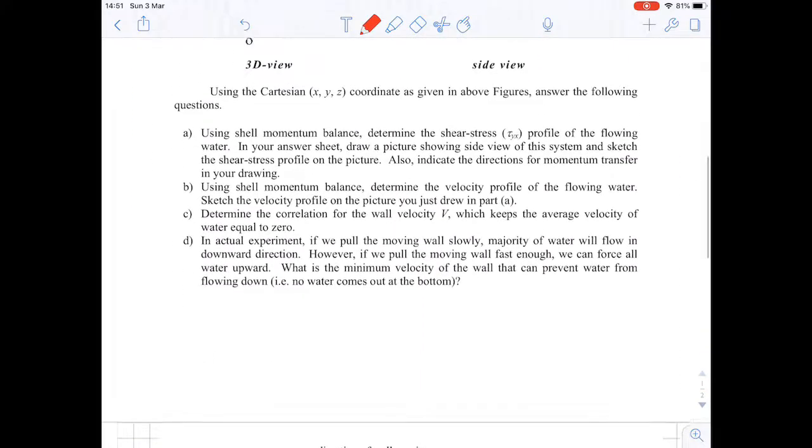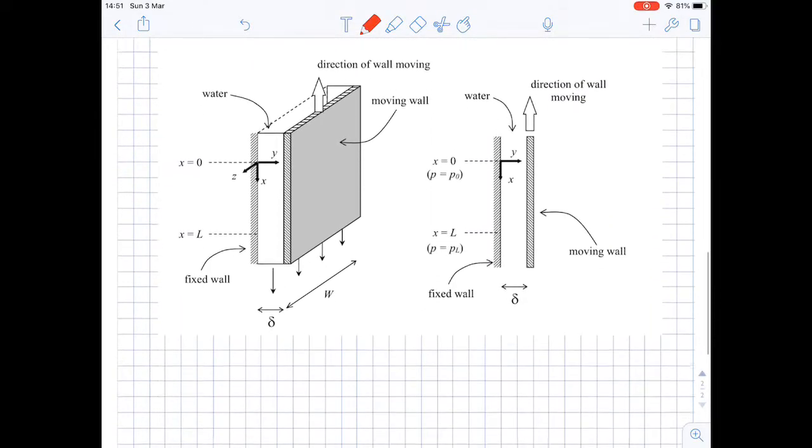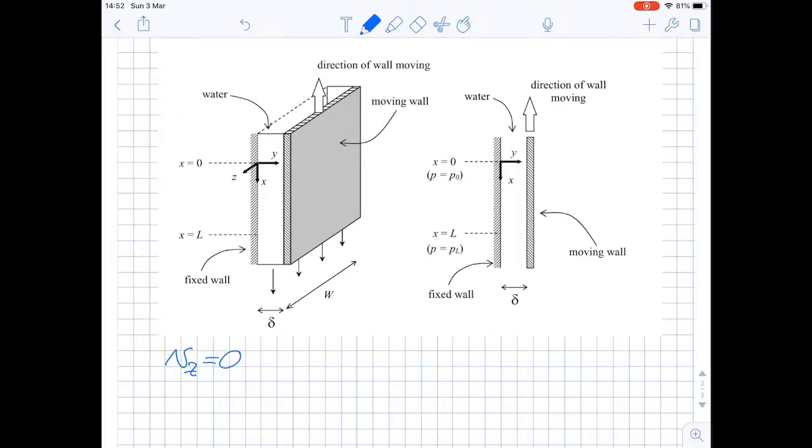The details of the question ask for the shear stress profile and velocity profile, both of which are supposed to be found using shell momentum balance. So let us work on these two problems first. This is the enlargement of the picture. According to this picture, it is obvious that velocity component Vz is supposed to be 0. There's no way that water is flowing perpendicular to the screen.